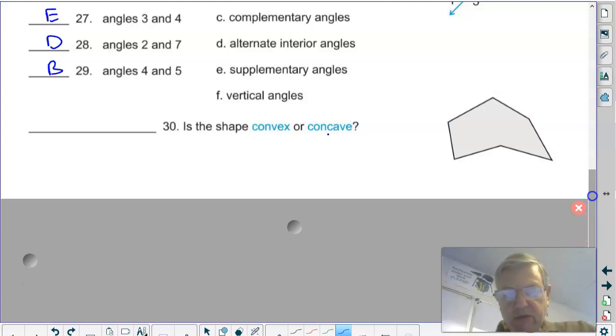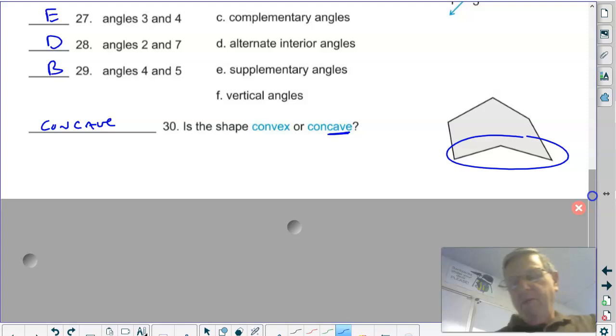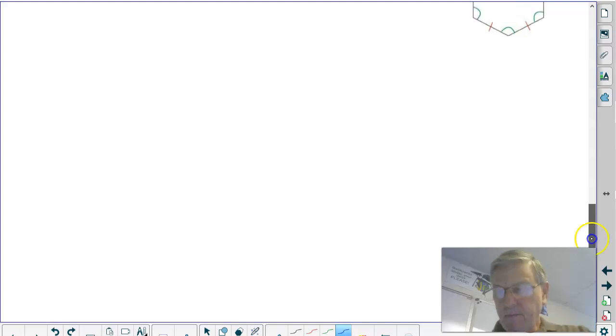What's next? Is the shape convex or concave? Remember, I told you the easiest way is the cave, a cave-in. Notice how that side right there is caved in. This is concave. If a polygon is not concave, not caved in, then it would be convex. Something that is not caved in is convex.